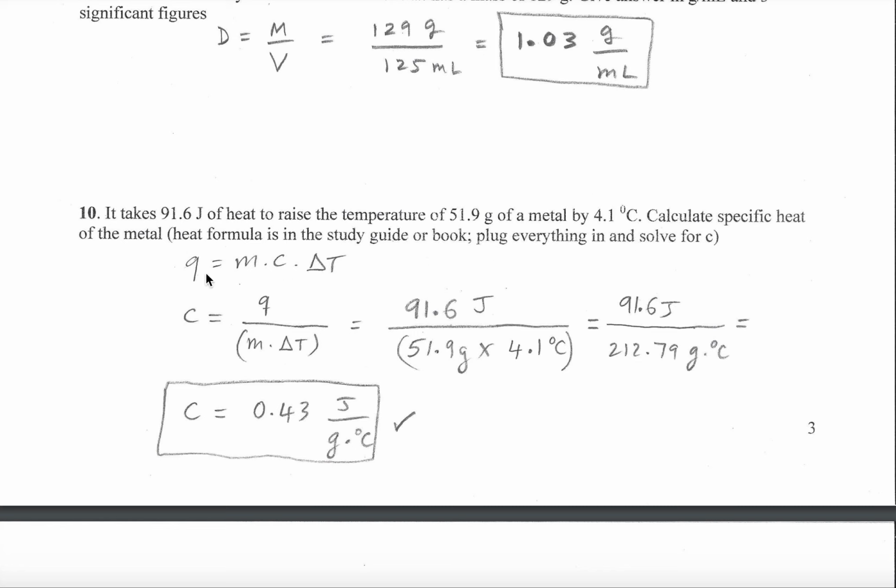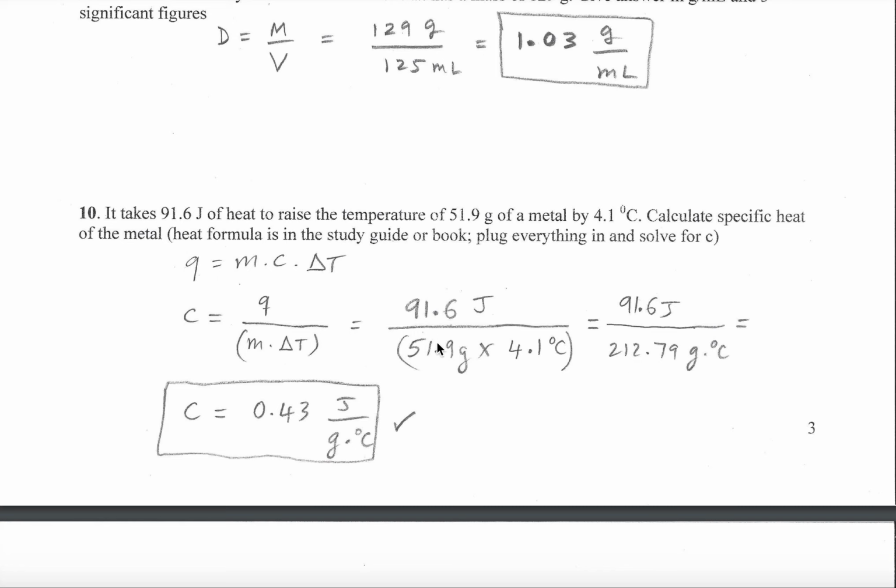The formula is heat equal to M times C times delta T. Now, if you want to find C, you have to divide both sides by M and delta T. And that's why M and delta T end up in the denominator. Okay. And plug everything in, 91.6, that's given. Mass, 51.9 times 4.1. Remember, if you use a calculator, you must put parentheses. I multiply them together, I got the number for the bottom one, and then I take 91.6 and divide it by that, just to be sure.